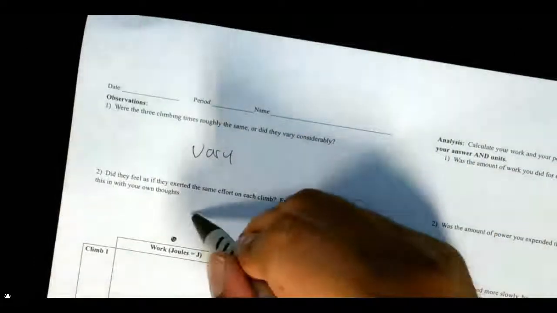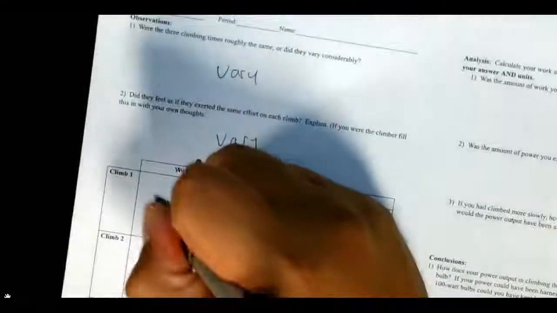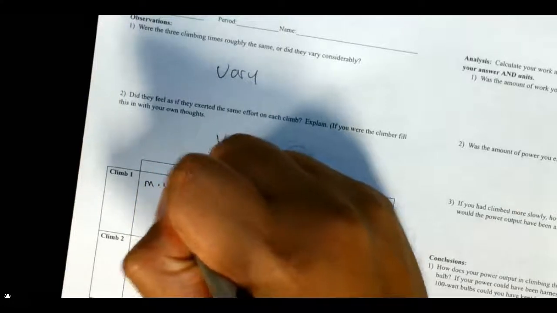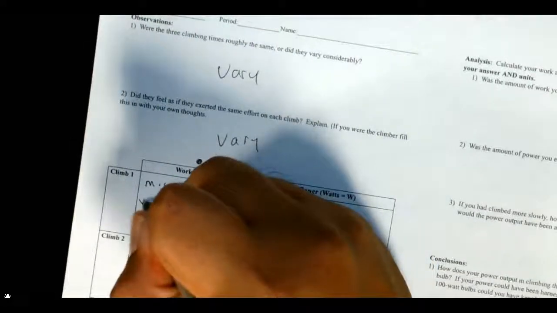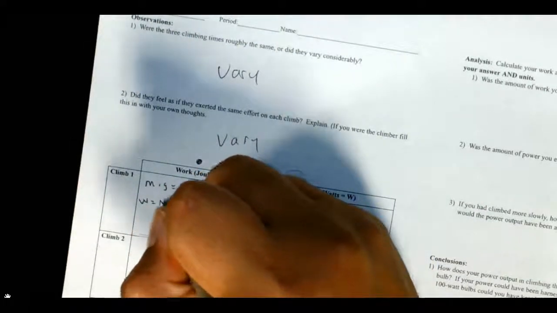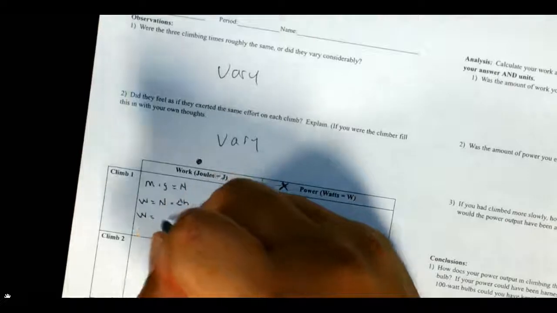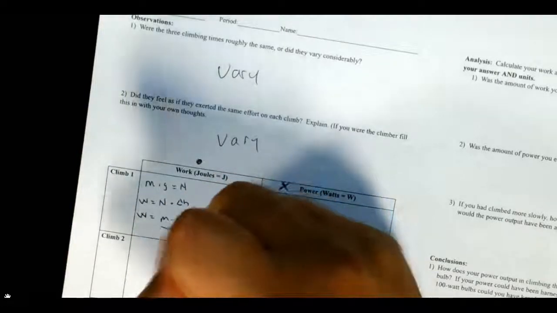So this is going to vary depending on the person. So work in joules. Again, I take my mass times gravity, and that equals my Newton. And then in order to get work, it is the Newton times delta H. I could also do work is equal to mass times gravity times delta H, because these two equal the Newton. Pretty simple, pretty straightforward.